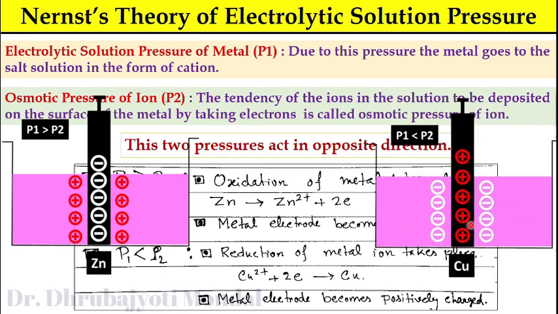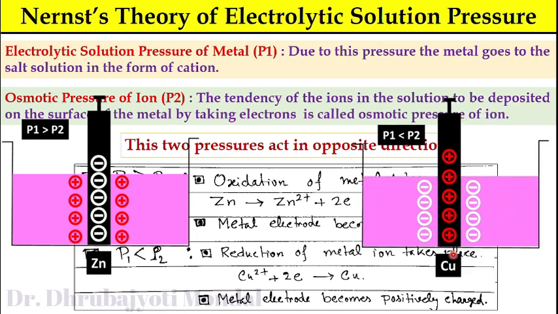But suppose this is a copper electrode. Here is the opposite case: P1 is less than P2. That means the osmotic pressure of the ion is greater than the electrolytic solution pressure of the metal. That's why Cu2+ goes onto the copper electrode, takes 2 electrons and is deposited as copper metal. The osmotic pressure of the ion is greater, so the solution is negatively charged and the electrode is positively charged. So here P1 is less than P2.